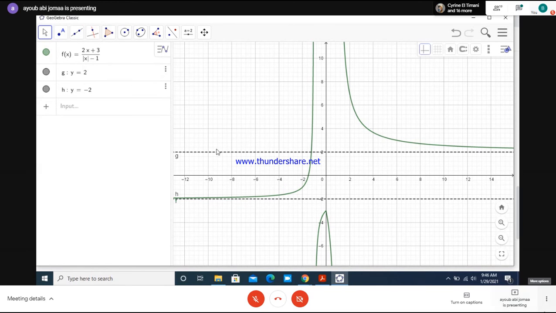Here we proved that the limit as x approaches positive infinity is equal to 2, and the limit as x approaches negative infinity is equal to negative 2.